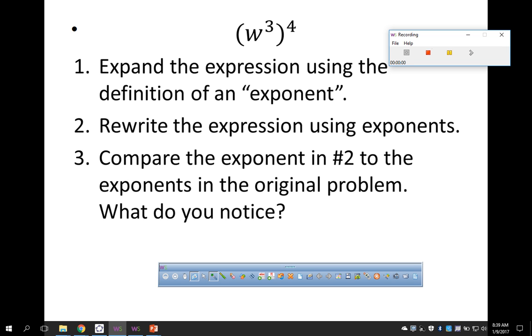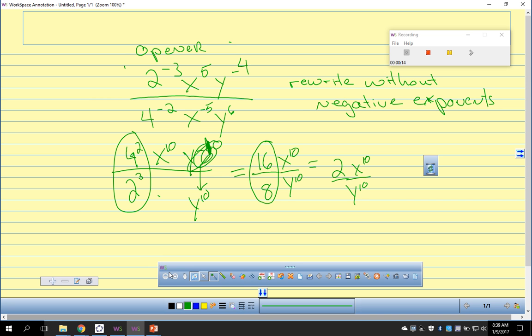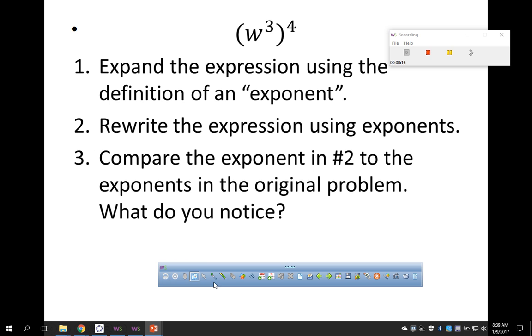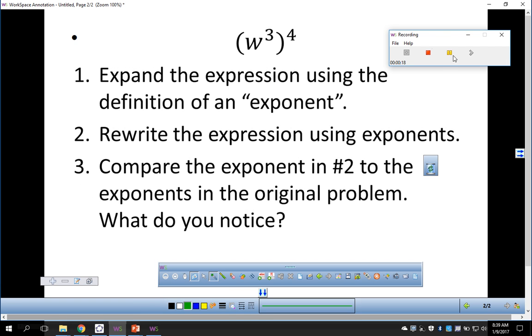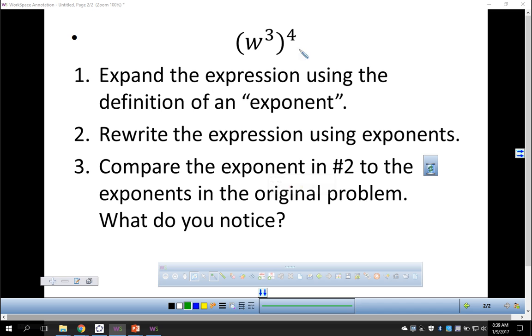Expand the expression. So, if I were to expand this, we're just going to go through some of these rules, kind of quick. W to the third to the fourth means w to the third how many times? 4 times. So this means w to the third times w to the third times w to the third times w to the third. Rewrite the expression.